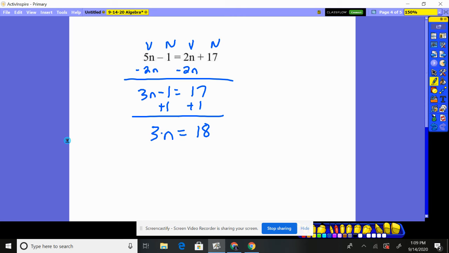And now we just need to solve it by, hey, how do I get n by itself? How do I get rid of multiplying by 3? We divide by 3. And the value that would make this equation true is when n is 6. That right there will end up being true. 5 times 6 minus 1 is 29 equals 2 times 6, 12 plus 17, 29.